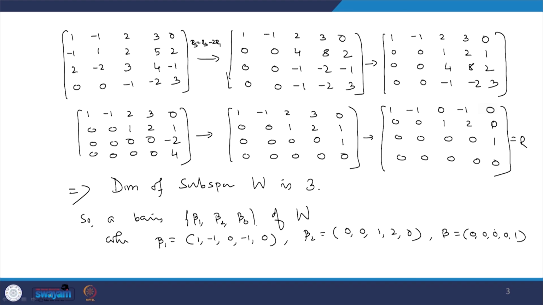Now, the question is I have to find linear functionals which will annihilate W. So, let F be a linear functional on R5.